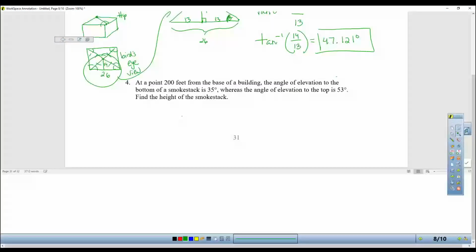All right, this last one's a little tricky. Don't worry, you can do it. At a point 200 feet from the base of a building. So here's going to be our building. And this building is going to have a smokestack on it. And you're 200 feet away.